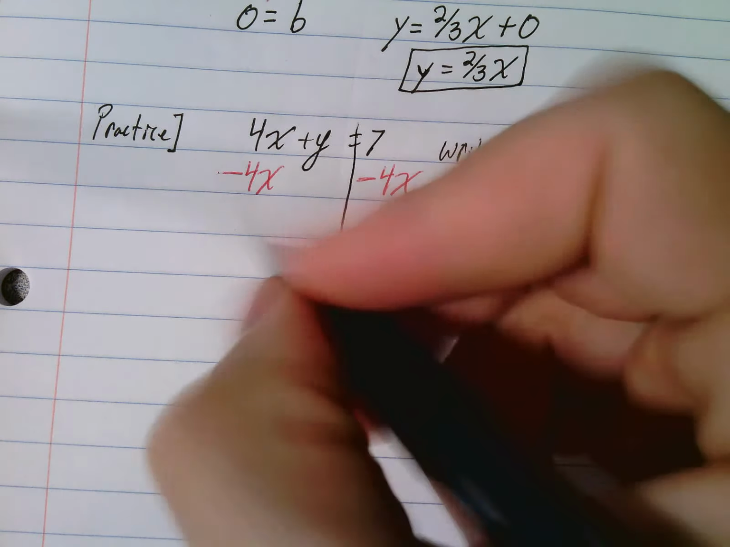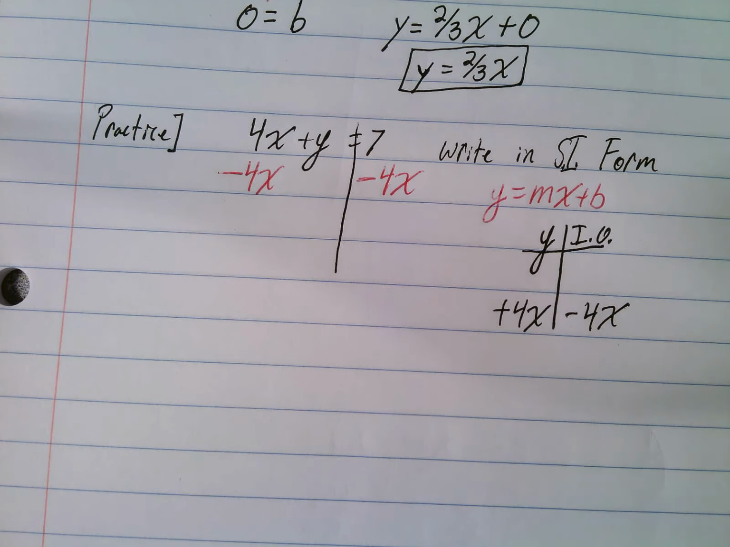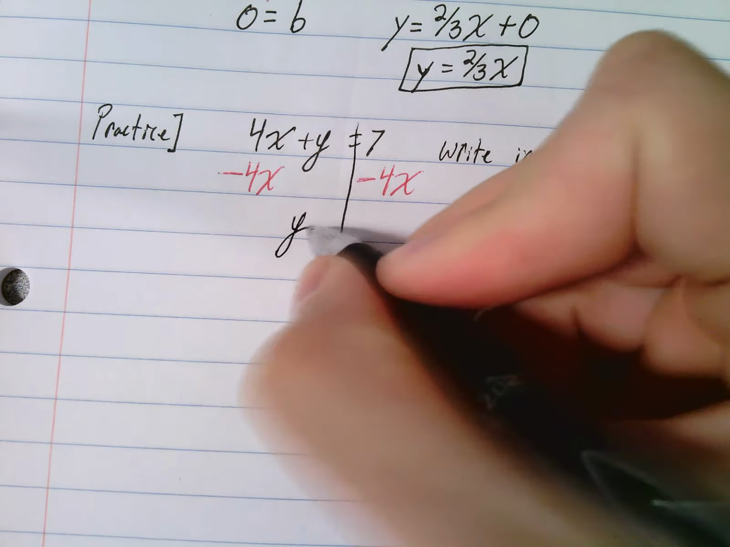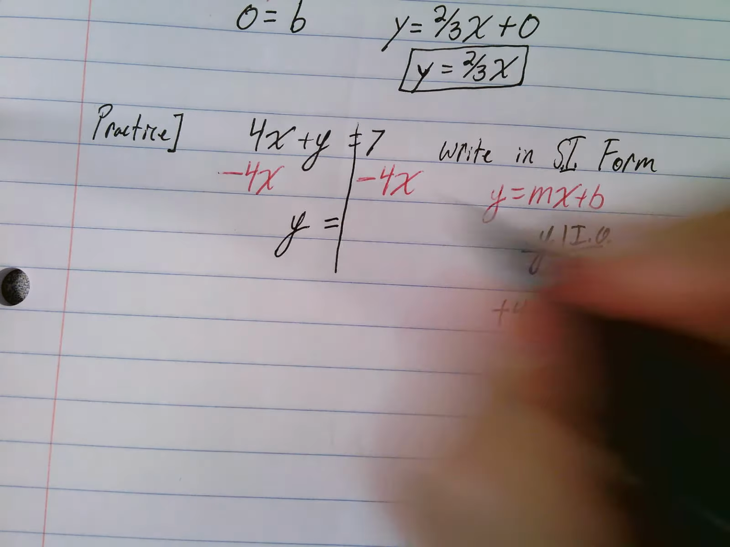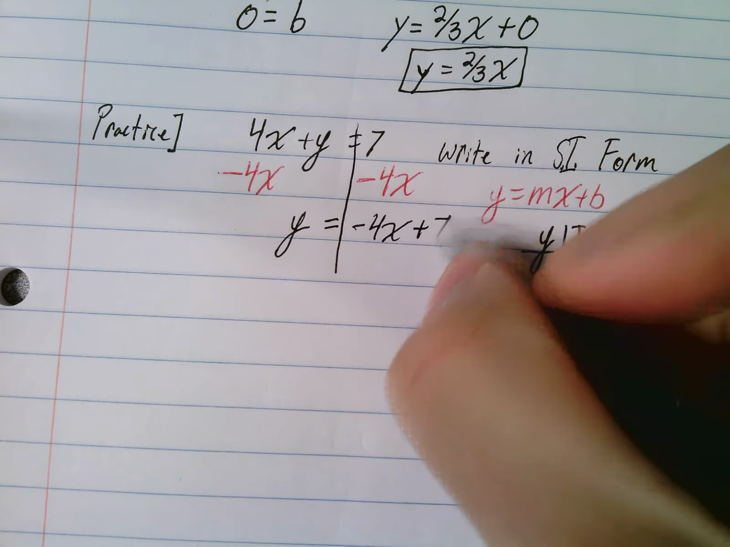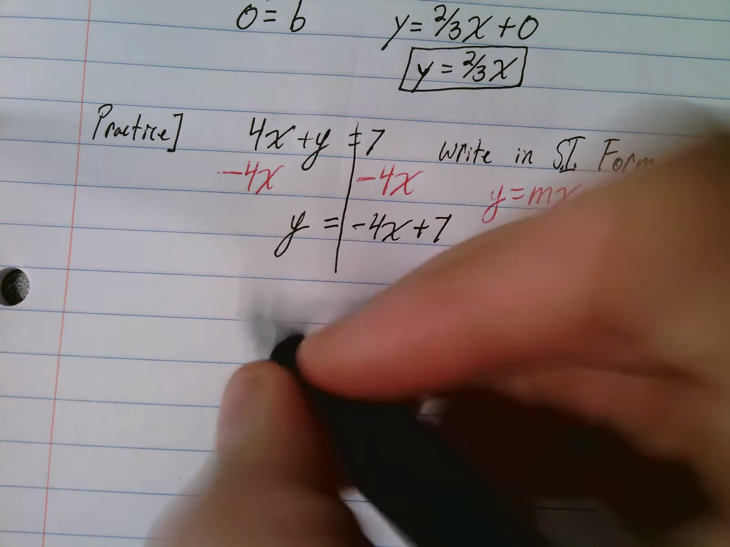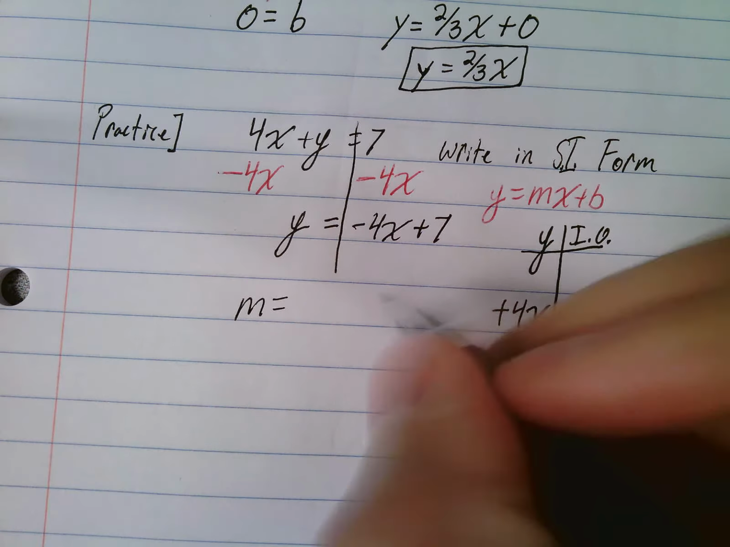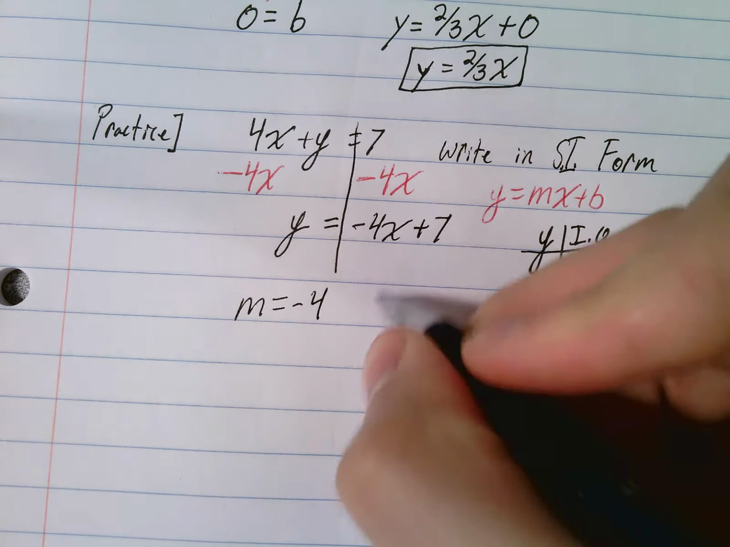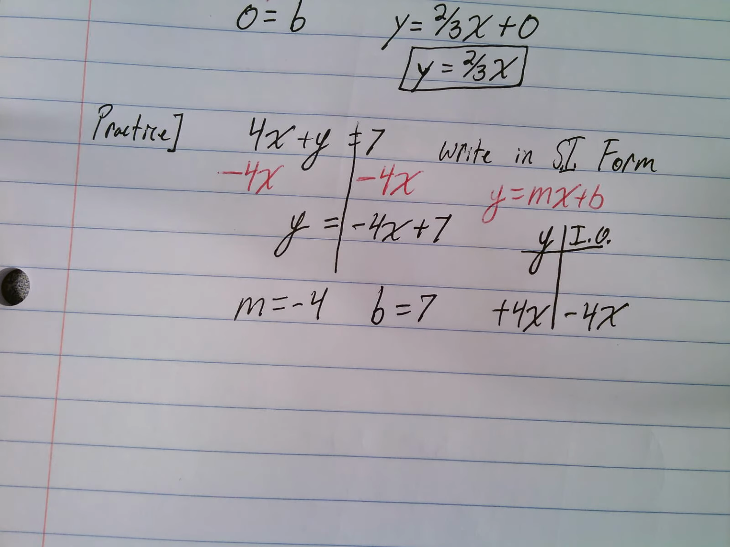Now I like to leave the x first because the x is first in slope-intercept form. So those 4x's cancel out, and I'm left with y is equal to negative 4x plus 7. Is that in slope-intercept form? Yeah. What would my slope be here? Negative 4. And what would my y-intercept be? 7. Okay, I think that's a pretty nice one to start out with. Let's do another one.